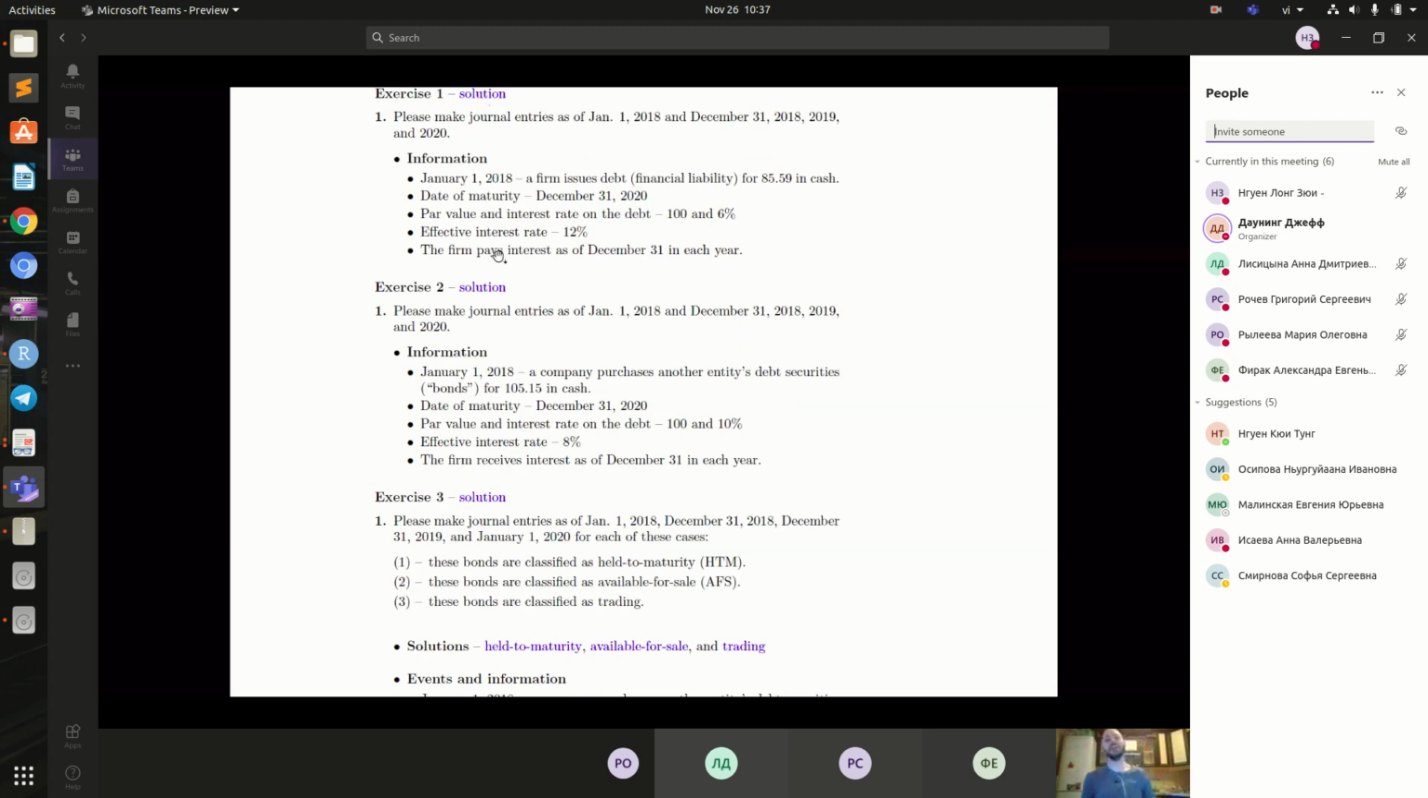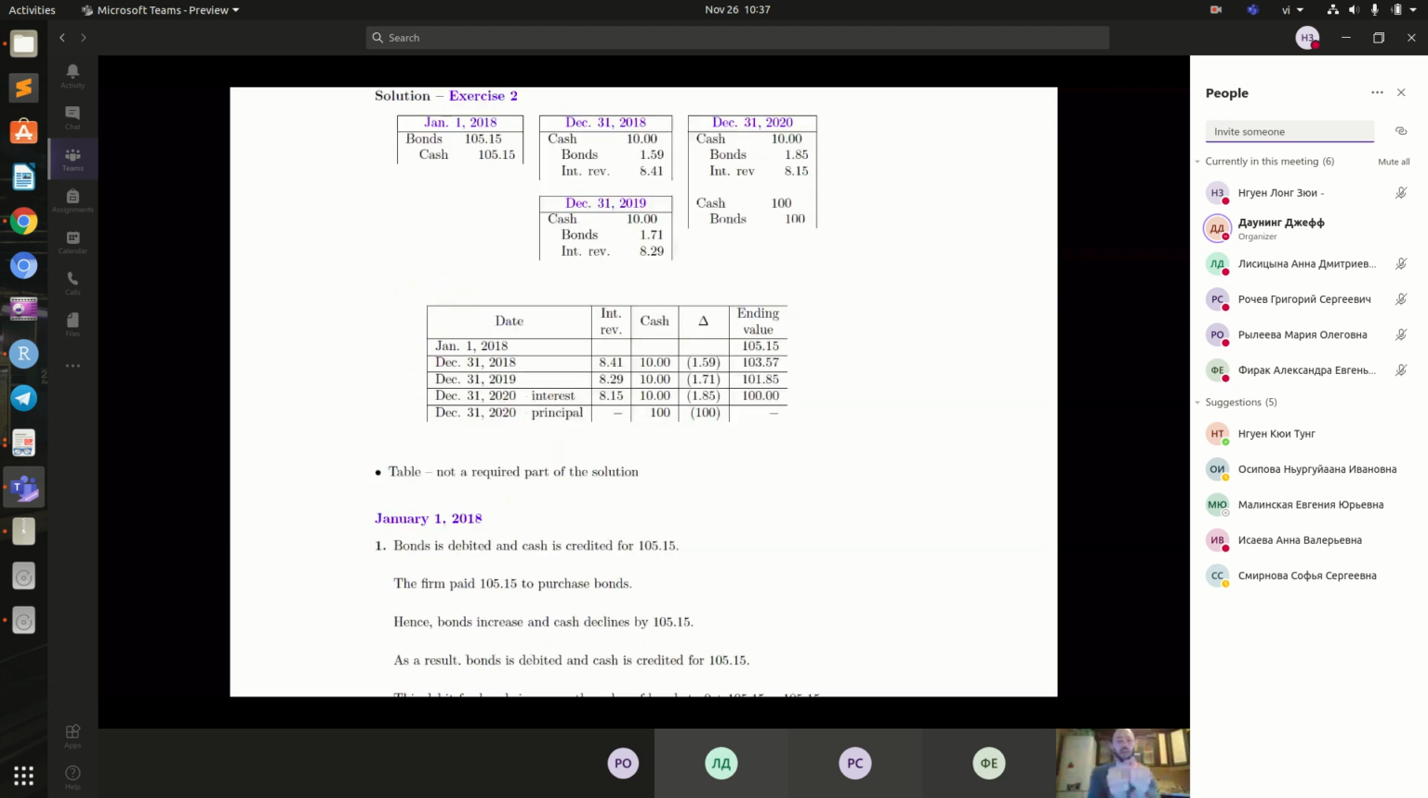Exercise 2, we have a financial asset, a debt instrument that we purchase at a premium, where the initial value of this bond on the balance sheet, 105.15, is greater than par value 100. Hence, over the lifetime of this bond, we have to reduce its value so that its value as of December 31st, 2020 is 100. Therefore, on each date we have 3 items in the journal entry: 1, debit cash for cash received of 10, 2, credit interest revenue, and 3, credit bonds, or reduce bonds, for debit cash minus credit interest revenue. So in each year, the value of interest revenue is the beginning value of the bond multiplied by the effective interest rate of 8%.